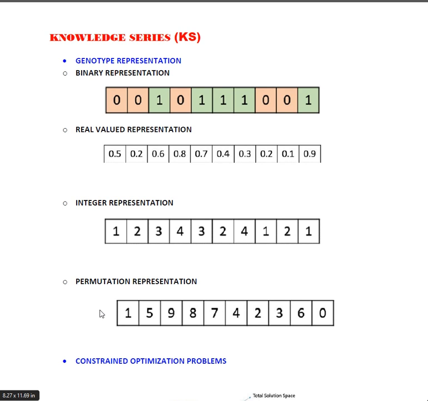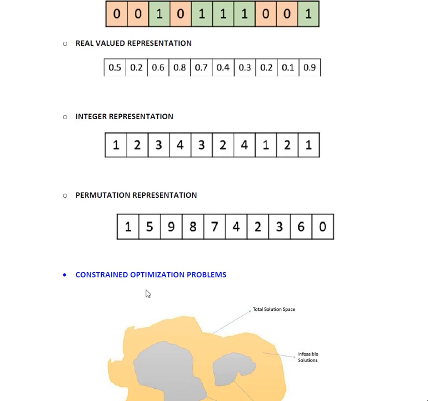Like for example in the traveling salesman's problem, where the salesman has to move to various cities and try to see how he can make the shortest movement, and also visit exactly those cities only once and come back to the starting point. So for all these conditions we need a permutation representation. So the permutation representation we represent in this order.